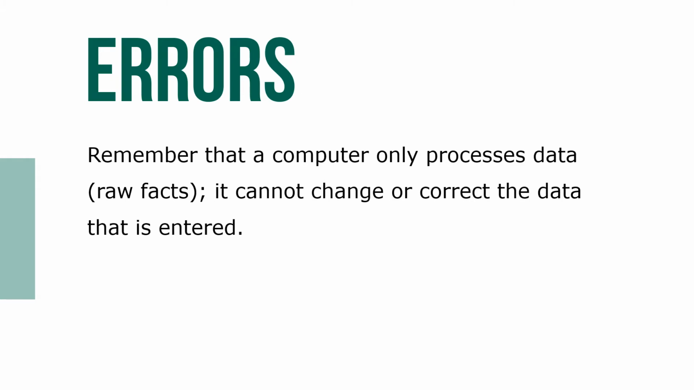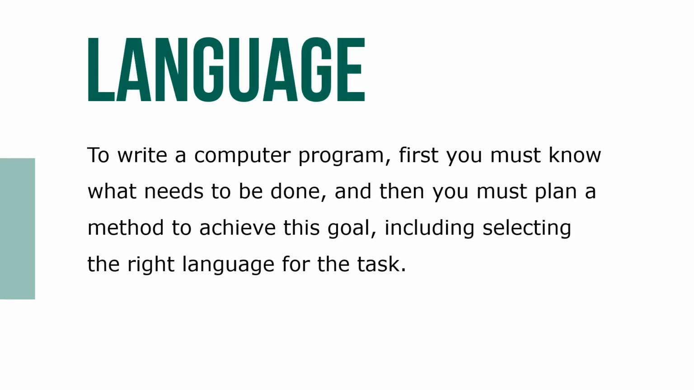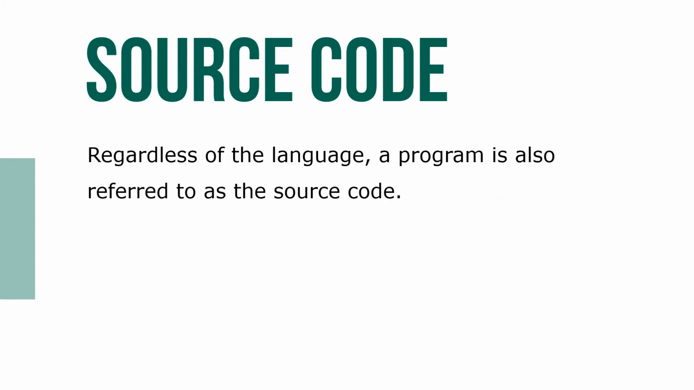Remember that a computer only processes data, raw facts. It cannot change or correct data that is entered. To write a computer program, first you must know what needs to be done, and then you must plan a method to achieve this goal, including selecting the right language for the task. Regardless of the language, a program is also referred to as the source code.